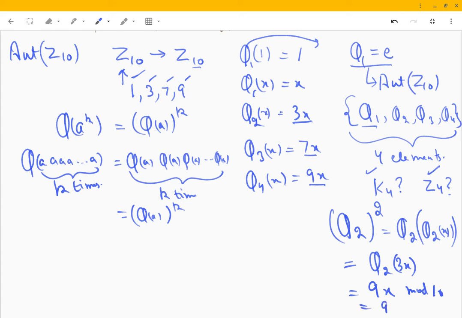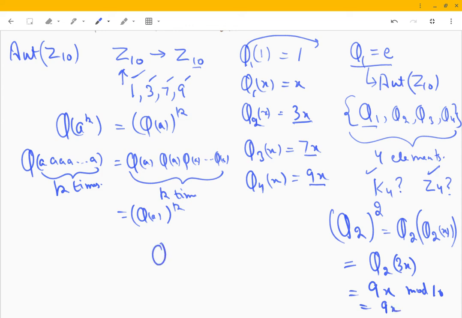Okay. Did we get identity? Not yet. Well, this is enough for me to conclude that this group is not K4, because every element of K4 has order 2. And I just operated phi 2 twice and I'm not getting identity. But okay, this is 9x.